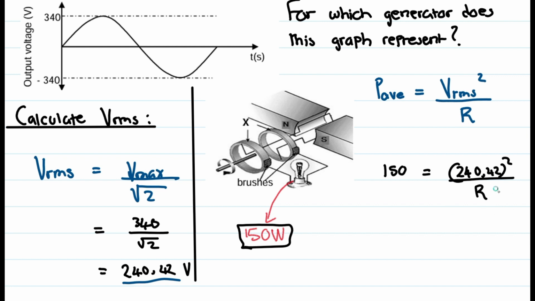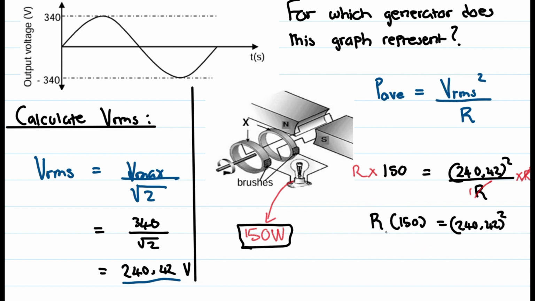But we are looking for the resistance, and how can we get that resistance? We can multiply both sides by R. When I multiply this side by R, that R will cancel out with this R, and then we'll be left with 1 here, and 240.42 squared divided by 1 is 240.42 squared. So we are left with 240.42 squared.